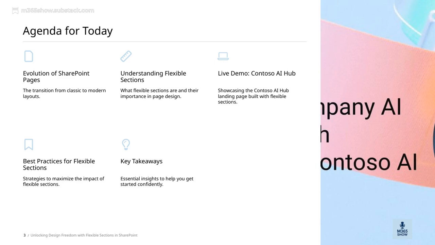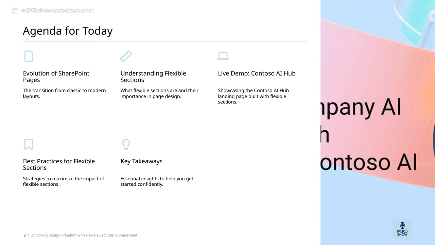To bring this all to life, I'll showcase the Contoso AI Hub landing page, which was built using flexible sections. This will give you a real-world example. Following that, we'll have a live demo of the Contoso AI Hub, so you can see these concepts in action.